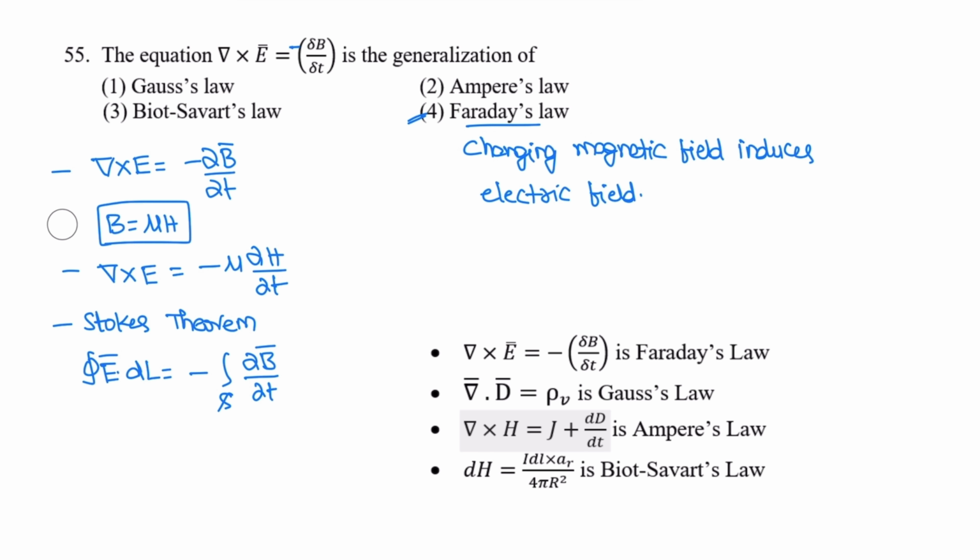So replacing B with mu H, we will get del cross E is minus mu dou H by dou t. By applying Stokes theorem, the closed line integral of E bar dot dl bar is equal to the open surface integral of minus dou B bar by dou t.